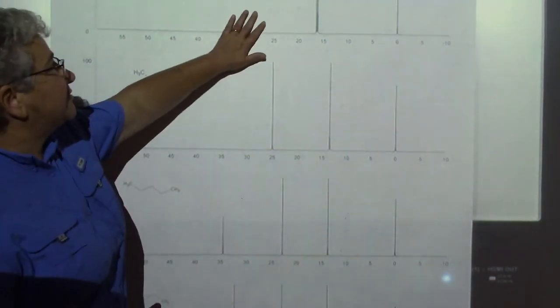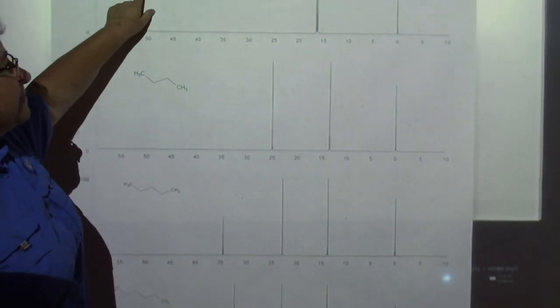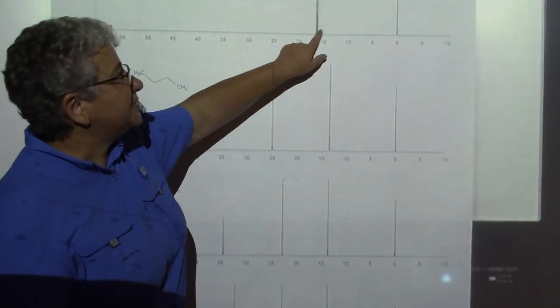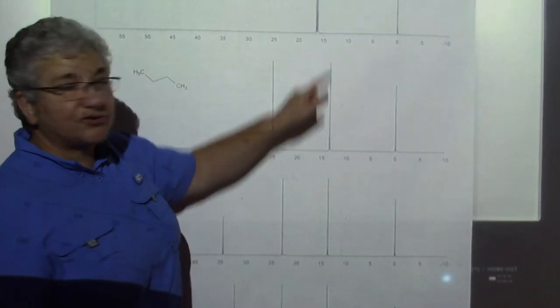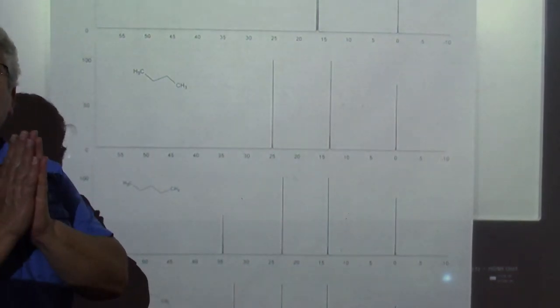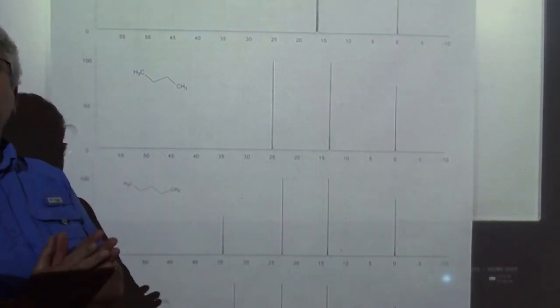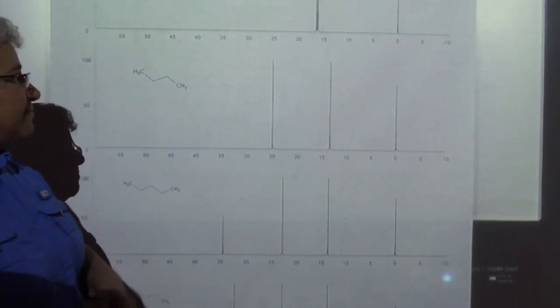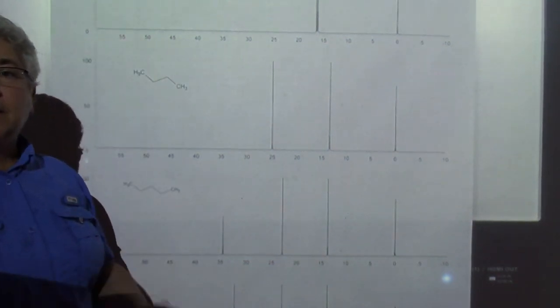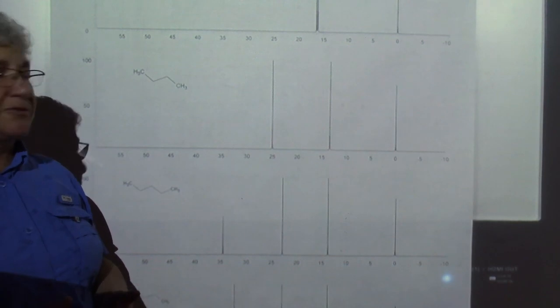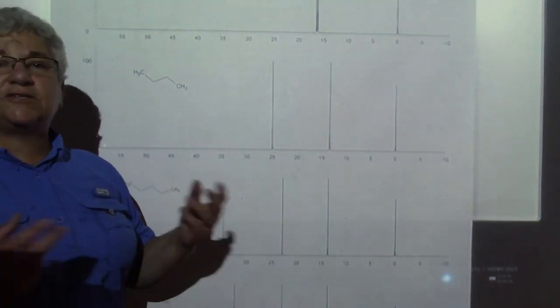But if I look at this first case, I have propane. And if I look closely in here, you're going to see that you actually have two different peaks that are very close to each other. But there's still two different peaks. And so that means if I put propane in an NMR tube and I take a spectrum of it, this is what I see. I see two peaks.